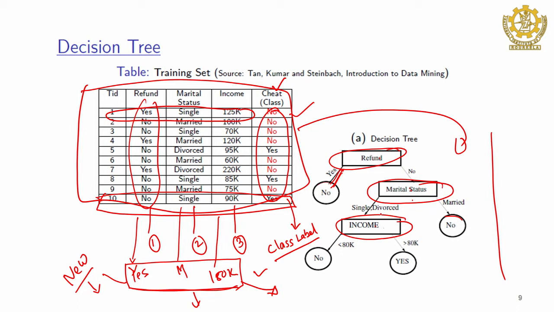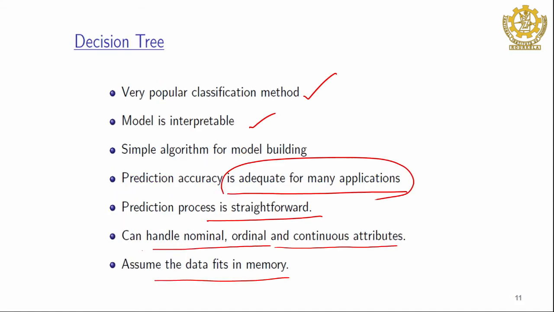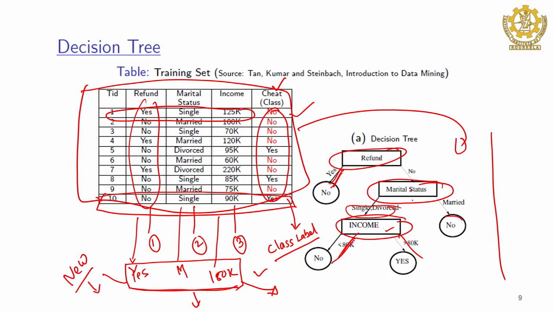Similarly, marital status combines single and divorced, and the other is married. And similarly for income, the test condition is whether it is greater than 80 or less than 80. That gives you the left side and right side value. So that is the three conditions we got here. One is attributes, test condition, outcome, and then class level. If you go back here, all the terminal nodes or leaf nodes represent the class level.